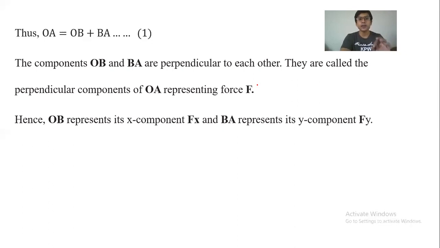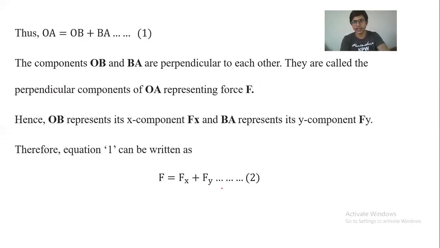Then thus OB represents its x component Fx, and BA represents its y component Fy. Okay. Therefore, equation 1 can be written as F is equal to Fx plus Fy. Okay, as I have told before, equation 1 can be written as F is equal to Fx plus Fy. We can call it equation 2.